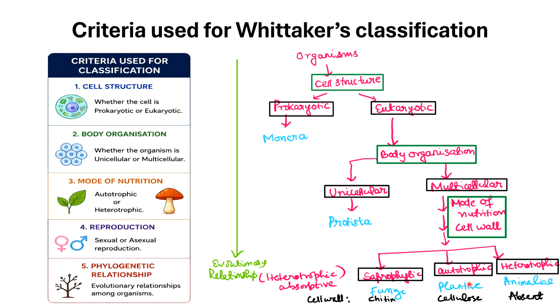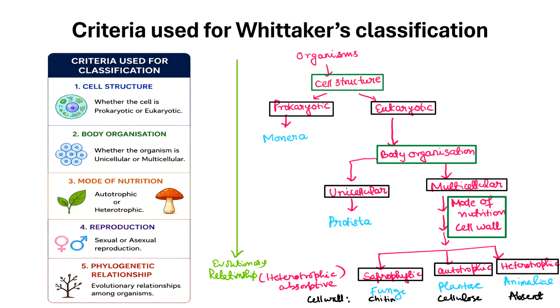The kingdom Plantae is autotrophic in nature and has cellulose in its cell wall. And the last kingdom, that is kingdom Animalia, the organisms are heterotrophic and cell wall is absent in them. So you see, all the organisms were arranged as per their complexity and evolutionary relationships were checked. So Monera were the simplest organisms, and the multicellular organisms were having the complex body organization.